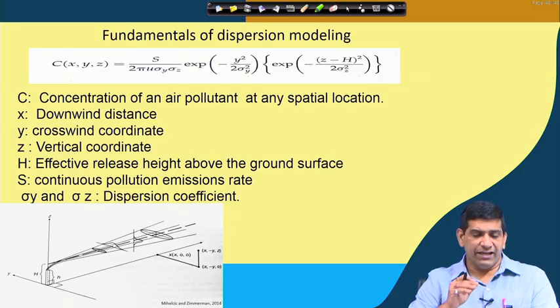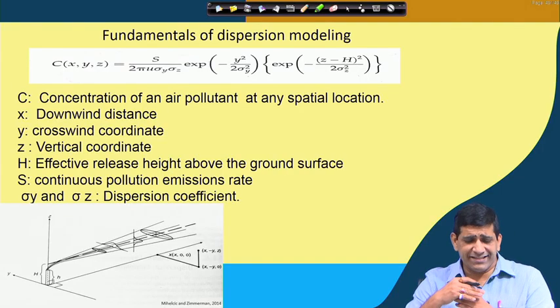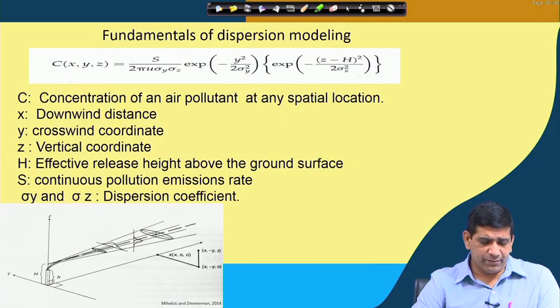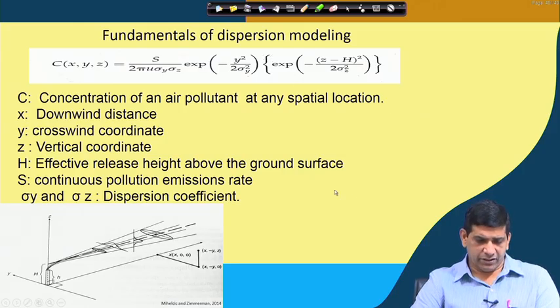So, here C is your concentration, and x, y, z, because we are looking at the 3 coordinates. x is the downwind distance, y is crosswind, z is the vertical, and h is the effective release height above the ground surface, so from where things got released from the chimney. S is the continuous pollution emission rate, and sigma y and sigma z are the dispersion coefficients in the y and z direction. Based on that you get the concentration in 3D.